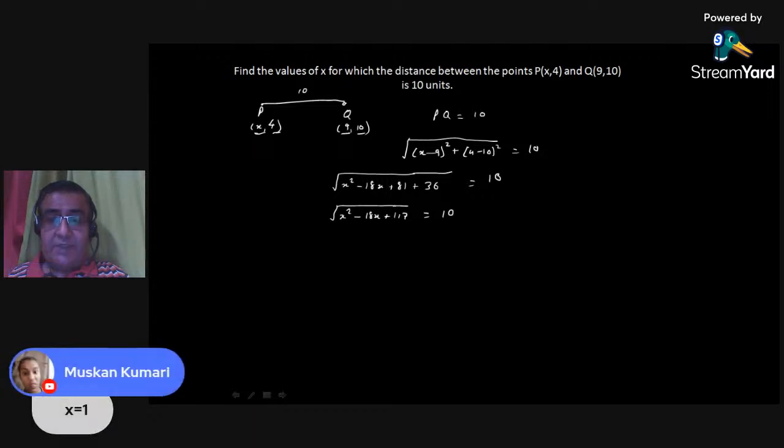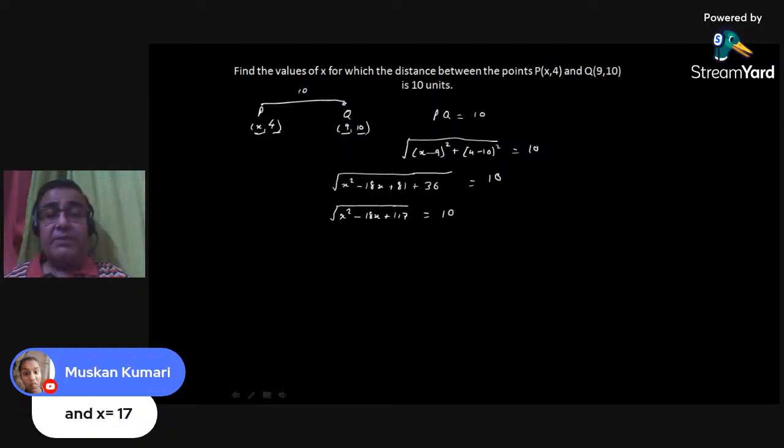Muskan has come up with the answer that x is equal to 1. Muskan, only one answer? Okay. And x is equal to 17. X is equal to 1 and x is equal to 17. Let's see if those are the correct answers or not.